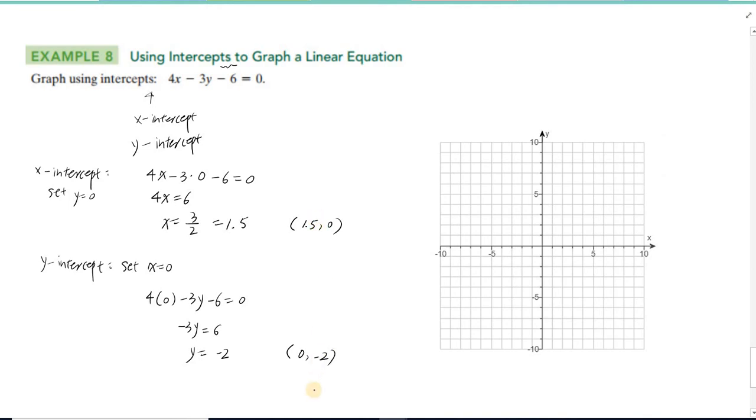So we plug in those 2 points, then we connect them, and then form a line. That is our final answer for this graph. Please be careful on your MyMathLab if they want you to use intercepts. If you use another method, they'll count it wrong. Okay, make sure to read your question on your test.